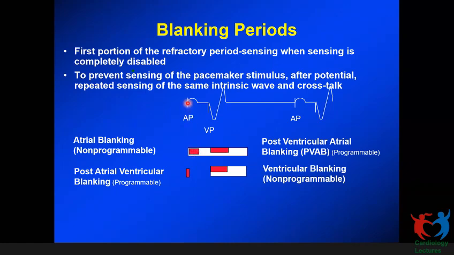But on a pace, we want to avoid the crosstalk inhibiting the ventricular channel. That's instantaneous, so there is a very short programmable blanking period. The oversense will fall inside this and it will not inhibit the ventricular channel. It is rare in the current pacemakers to see this. Right, so that's the blanking. That's the post-atrial ventricular blanking.